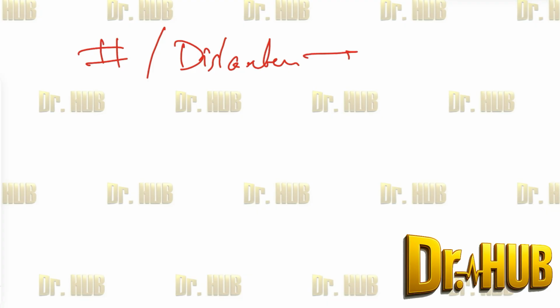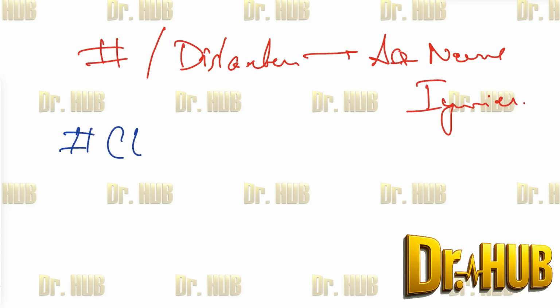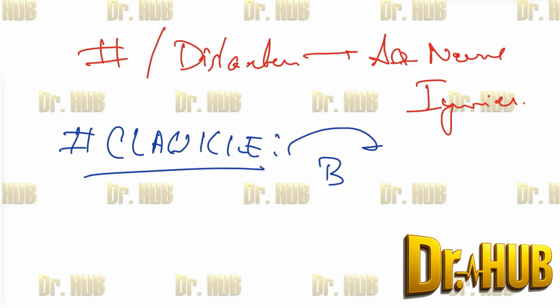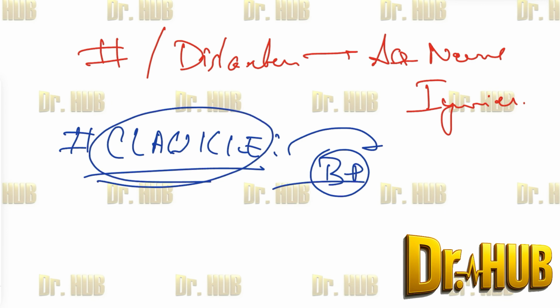Let's look at the fractures as well as dislocations, and the associated nerve injuries. First, we look at the fracture of the clavicle. In terms of the fracture of the clavicle, the nerve injured is the brachial plexus.